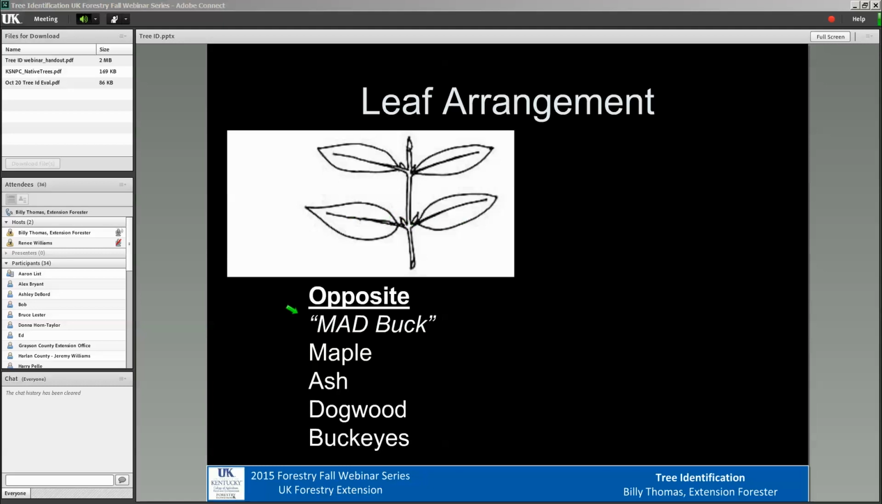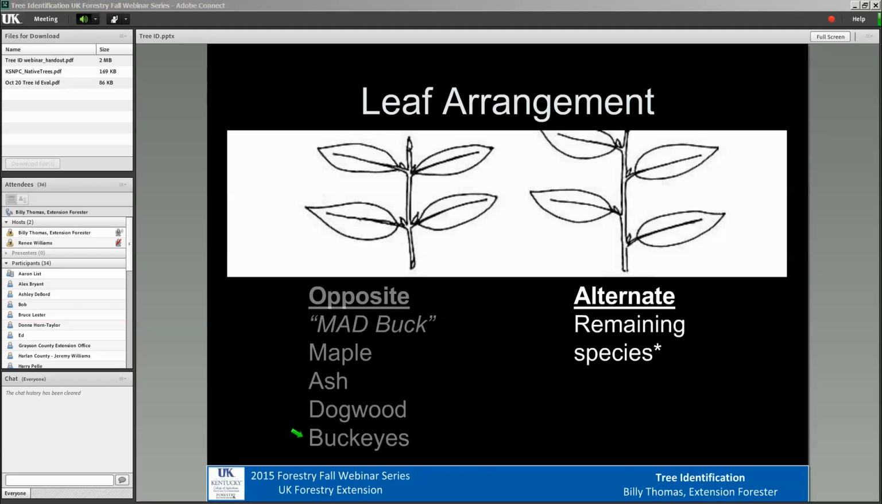And there's a nice little mnemonic that you can use to remember which trees have opposite branching, and I'll be talking about that a lot. How are they branched? So the opposite branching refers to MAD BUCK, and that MAD just stands for maple, ash, and dogwood, and the BUCK stands for buckeyes. So if we have a tree that is opposite branched, or where the leaves are opposite of one another, then if it's a native tree here in Kentucky, we know it is one of these species. It's either a maple, an ash, a dogwood, or a buckeye. So that in itself is a great clue to what species we're dealing with, because that can help us narrow it down quite quickly.